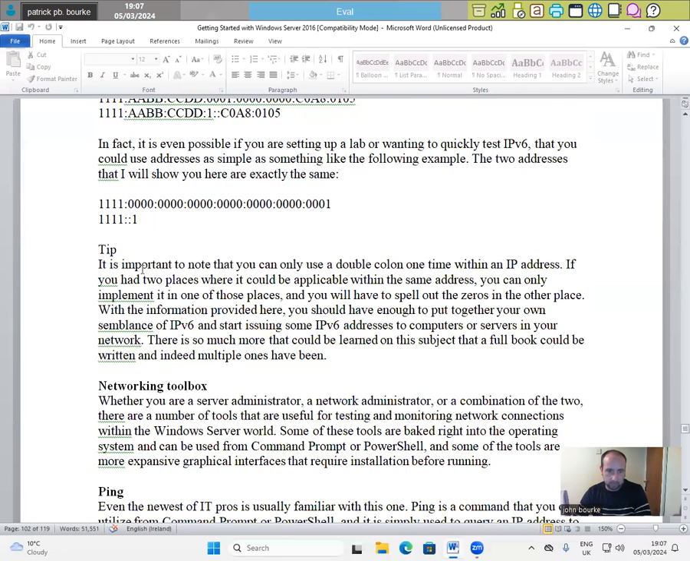Tip: it is important to note that you can use a double colon only one time within an IP address. If you had two places where it could be applicable within the same address, you can only implement it in one of those places, and you will have to spell out the zeros in the other place. With the information provided here, you should have enough to put together your own semblance of IPv6 and start issuing some IPv6 addresses to computers or servers in your network.